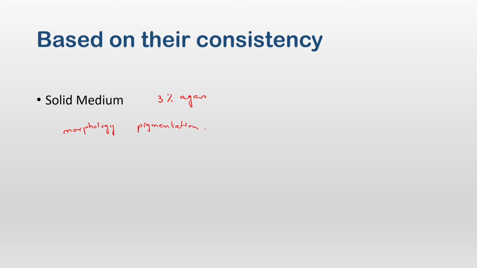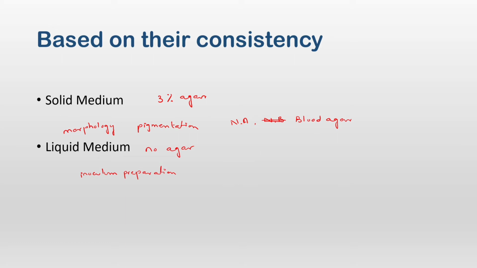Number one is solid media. Solid media contains 3% agar. It is used for colony morphology, meaning appearance of colony, pigmentation, and hemolysis can be appreciated. Examples are nutrient agar and blood agar. Sorry, not nutrient broth, nutrient agar and blood agar.